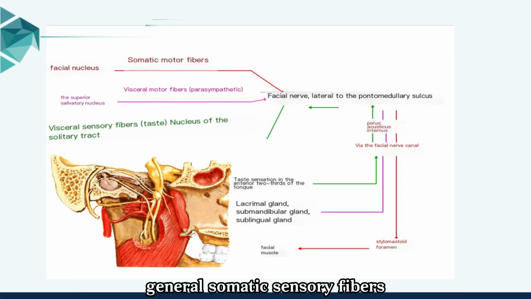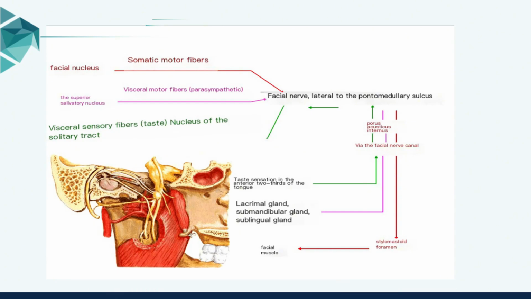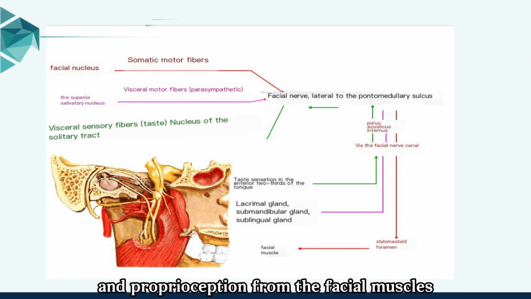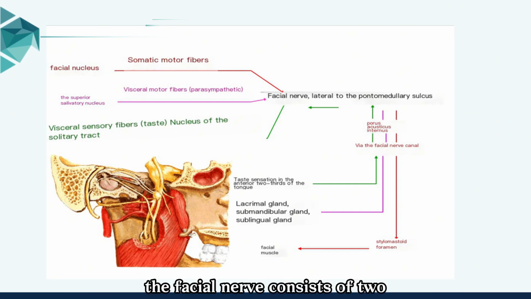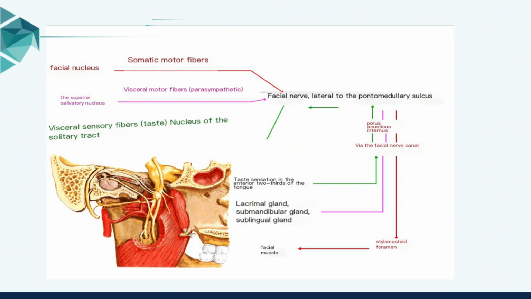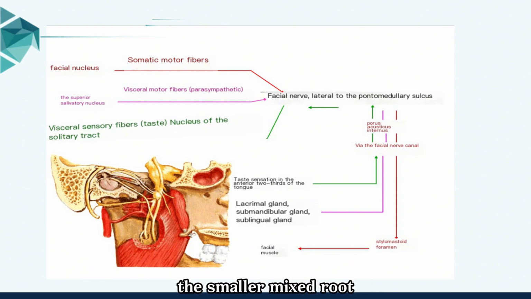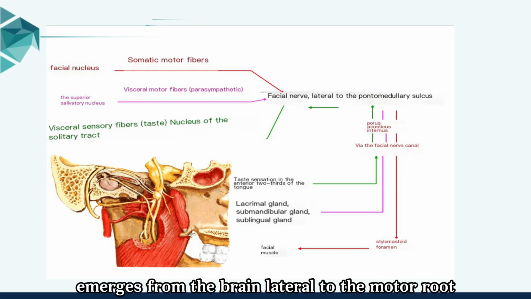General somatic sensory fibers convey somatic sensation from the skin of the ear and proprioception from the facial muscles. The facial nerve consists of 2 roots. The larger motor root emerges from the brain at the cerebellopontine angle, at the lateral part of the pontomedullary sulcus. The smaller mixed root, also called the intermediate nerve, emerges from the brain lateral to the motor root.